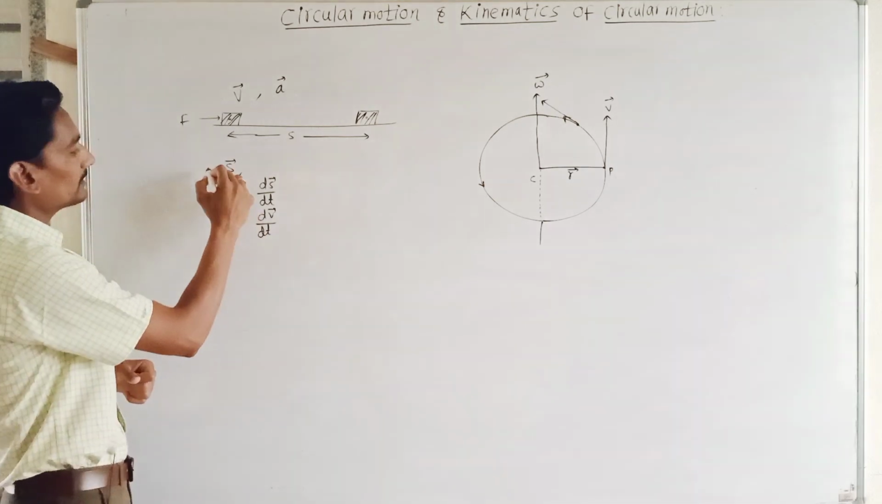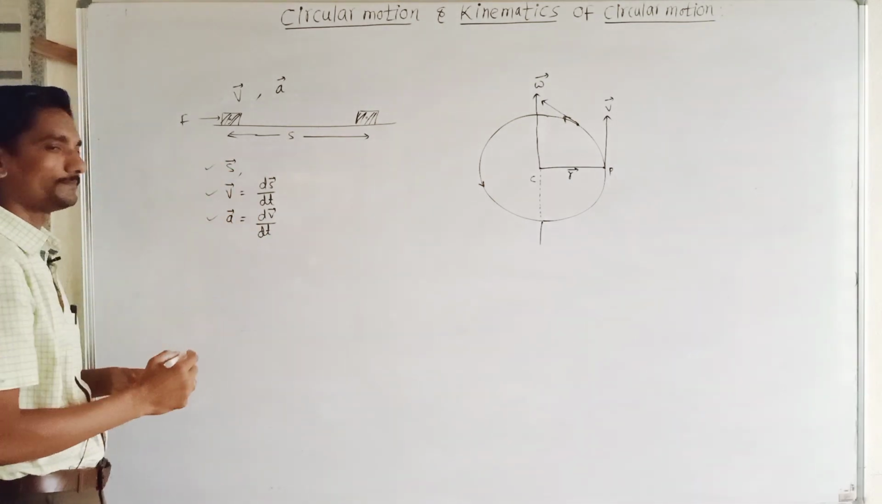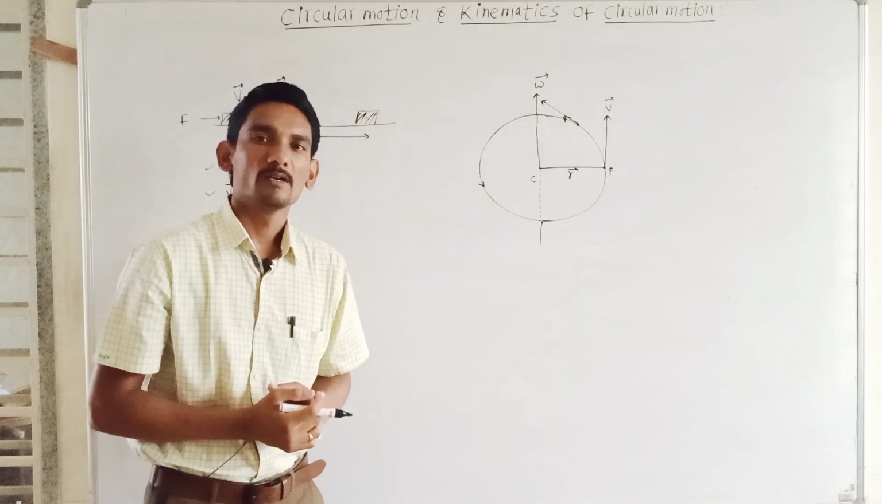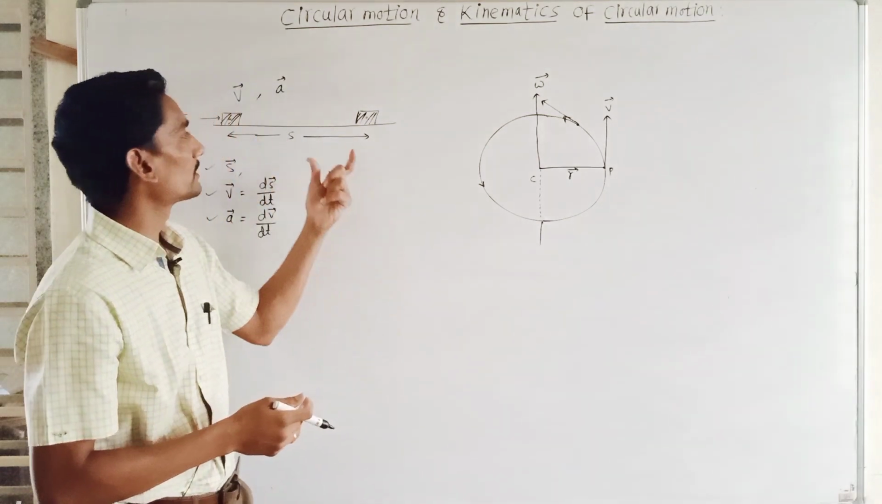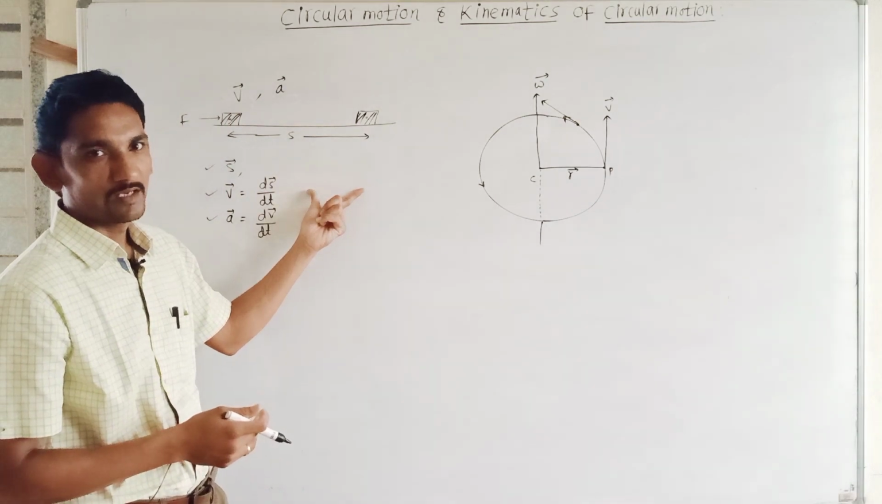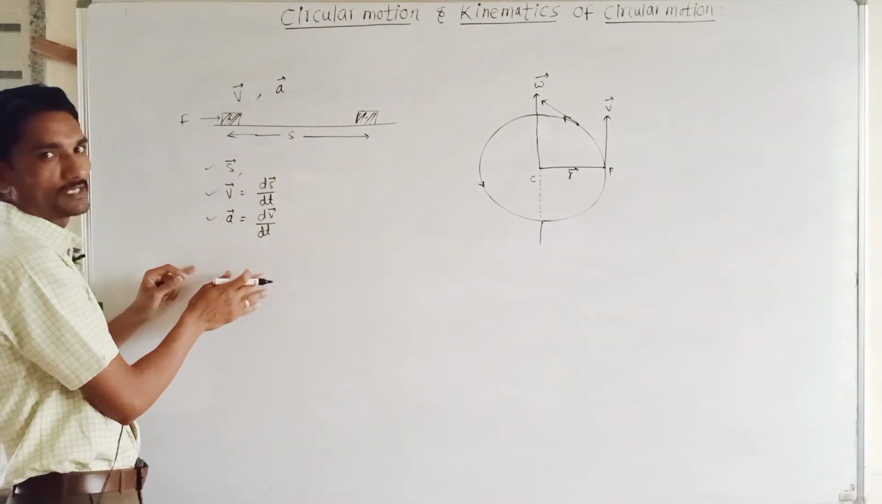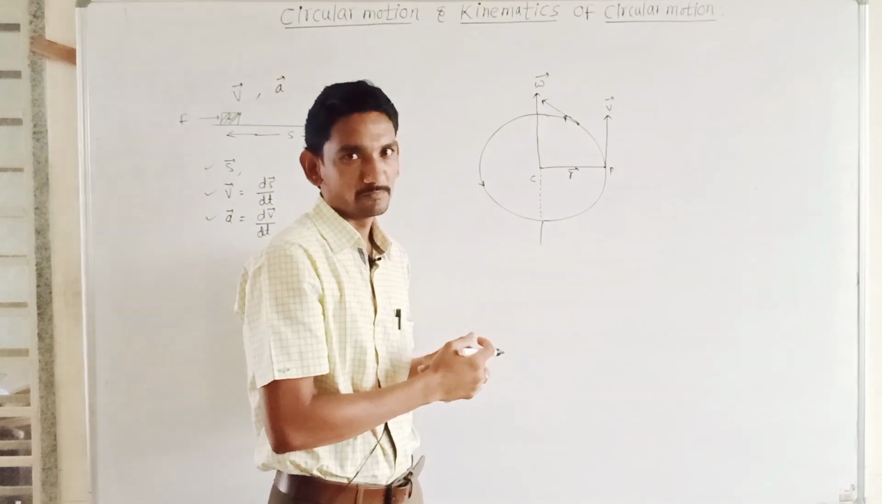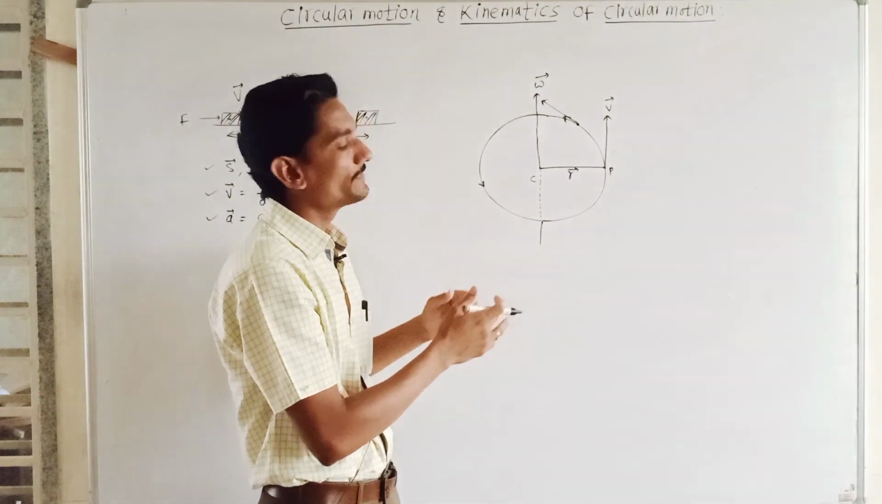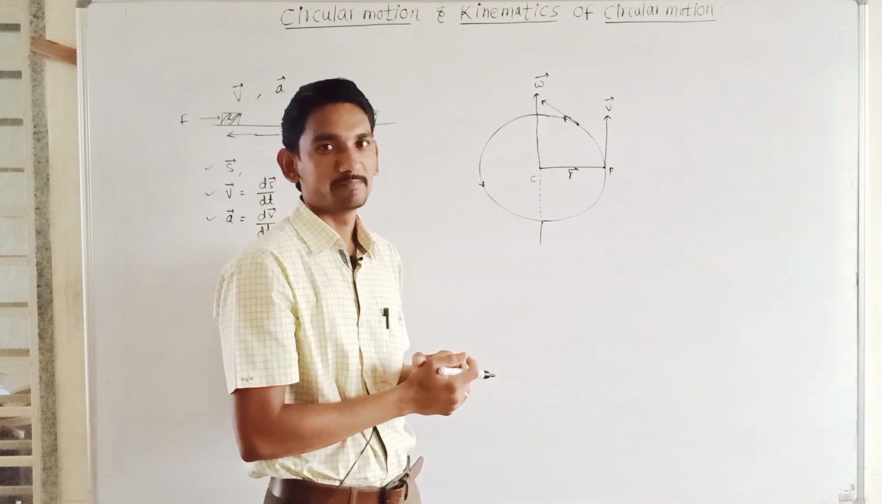So these are the quantities: displacement, velocity and acceleration we have to describe for the translational motion. We are describing just the quantities, not the causes of them. So in case of circular motion now, which are the physical quantities we have to describe?